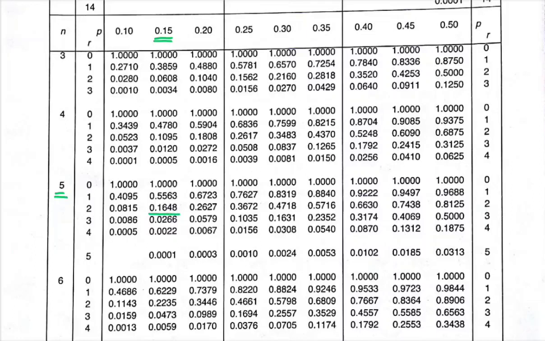Another one will be 0.0266. So this means that the probability that X is greater than or equal to 2 will be equal to 0.1648, and the probability that X is greater than or equal to 3 will be equal to 0.0266.